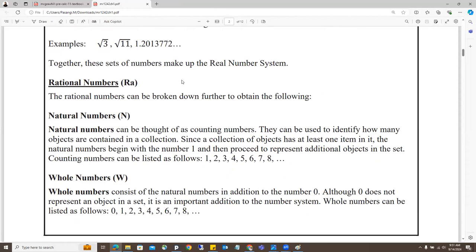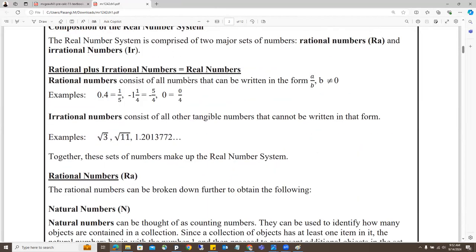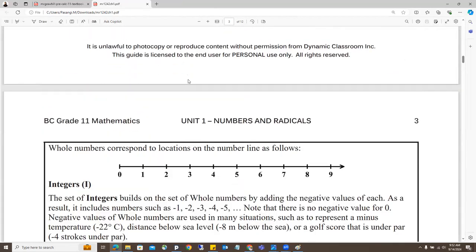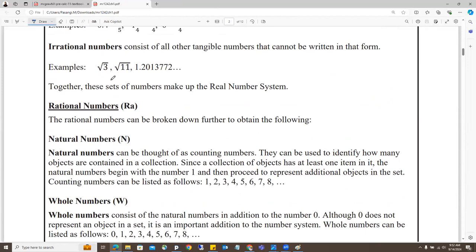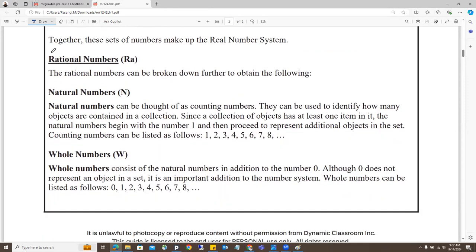Now we are going to talk about the rational numbers further. The rational numbers can be broken down further to obtain the following. When it comes to rational numbers, there we have so many categories.